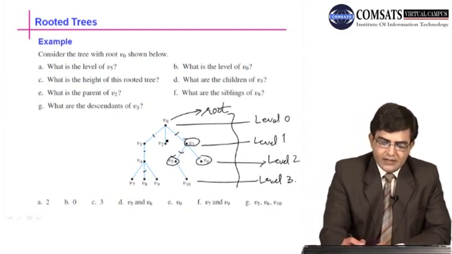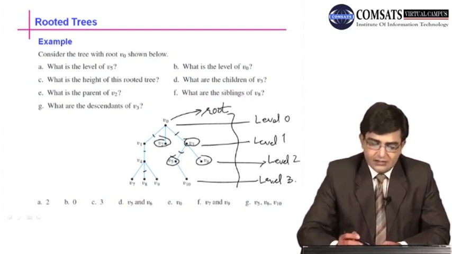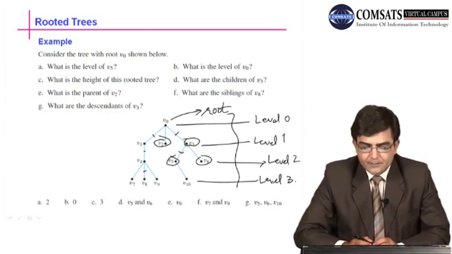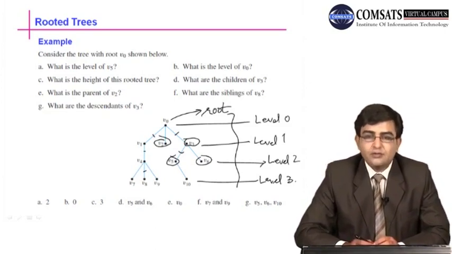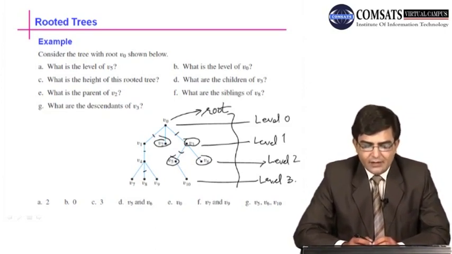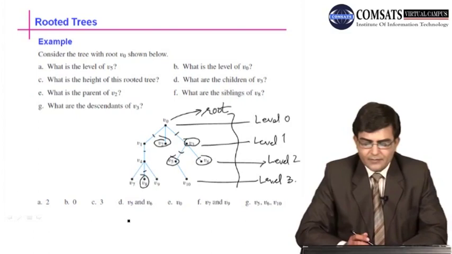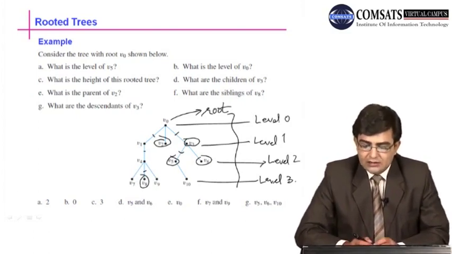In E part, what is the parent of v2? v2 is here. The parent of v2 is v0, as v1, v2, v3 are the children of v0. In F part, what are the siblings of v8? v8 is given here. v7 and v9 are siblings of v8 according to the definition of rooted tree.